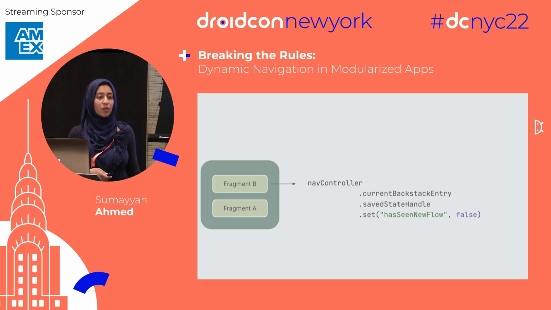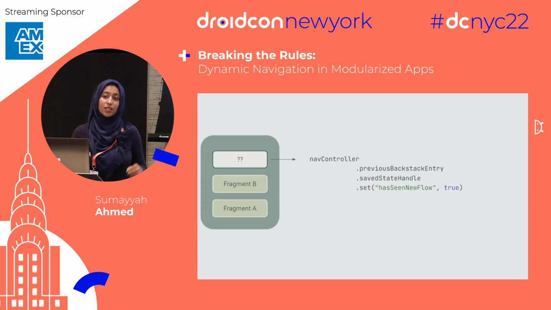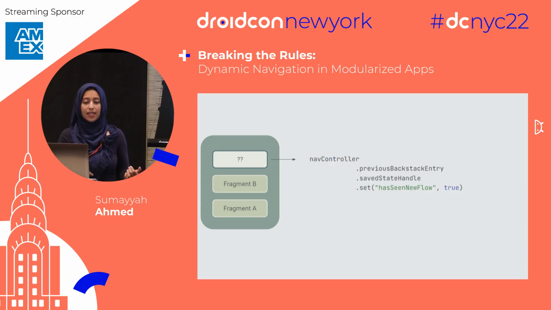Now let's say we perform our deep link, and that's the onboarding experience that we were looking for. So it can ask its nav controller to get the previous backstack entry. So even if there's separate nav controllers involved, it's pretty much the same backstack that we're operating on, usually. Get the saved state handle of fragment B and set that flag to true. And then it pops itself off the stack.